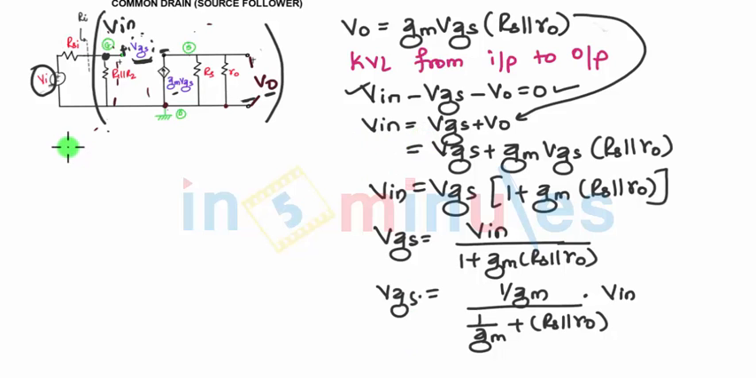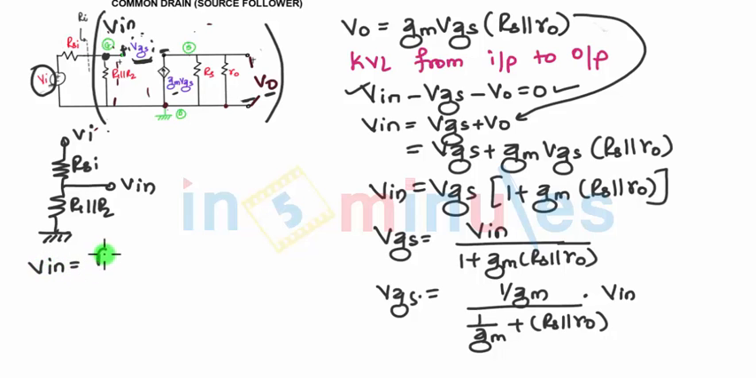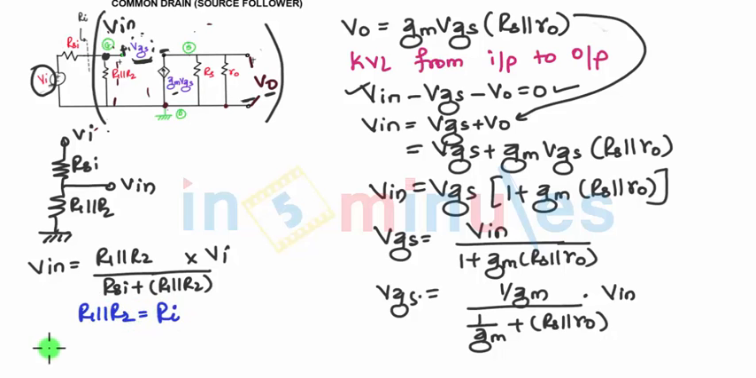I can express Vin as, you can say this is your R1 parallel to R2. Here we are writing Vin. Here we have Vi. This terminal is grounded. Here you have RSI. I can write Vin as R1 parallel to R2 upon RSI plus R1 parallel to R2, potential divider rule, into Vi. And if I am considering R1 parallel to R2 as the input resistance Ri, then this equation will be Vin is equal to Ri upon Ri plus RSI into Vi, right?